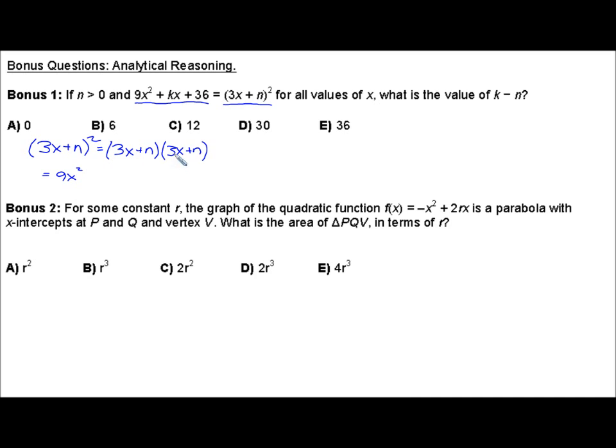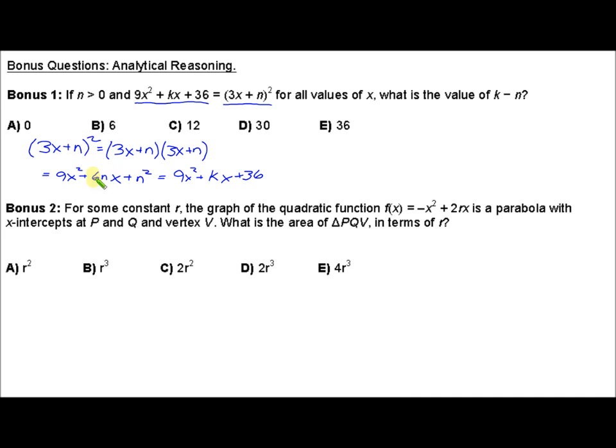Your middle term is going to be 3nx plus 3nx. So that's going to give you 6n as your coefficient for your middle term. And then the last term is just n times n, which is n squared. So that whole thing is the same thing as this 9x squared plus kx plus 36. So let's set those equal. Let's see, 9x squared plus some value kx plus 36. So what this tells me is because those two are equal, their coefficients all have to correspond. They all have to be equal.